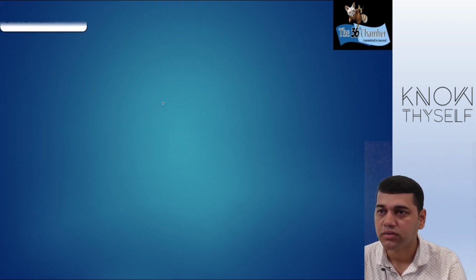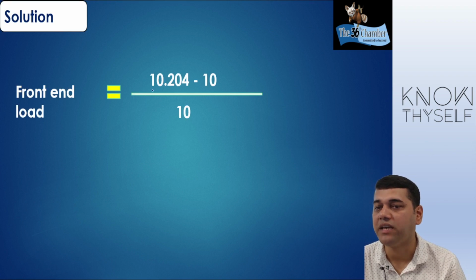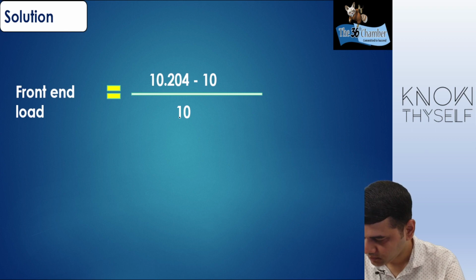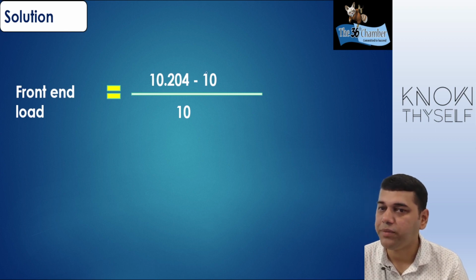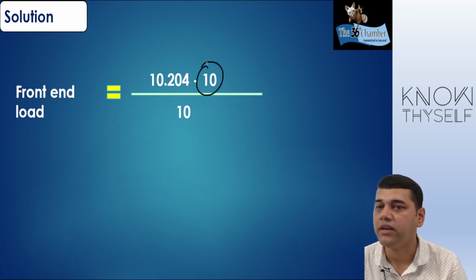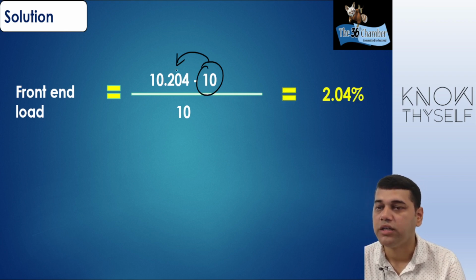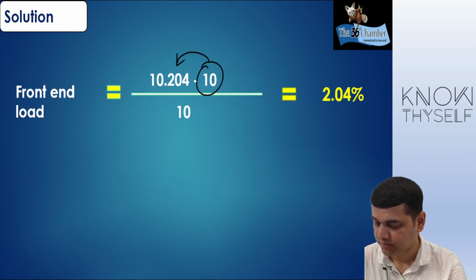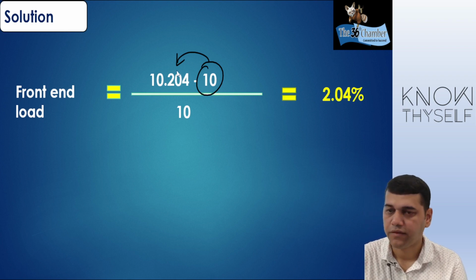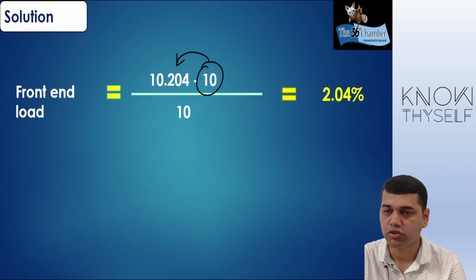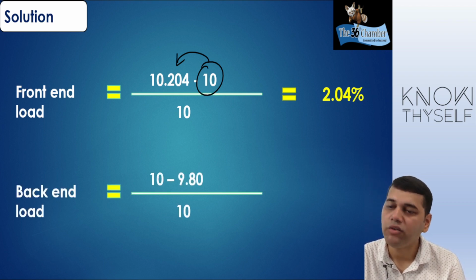Okay, so we'll do this. What is front end load? It is 10.204 minus 10, divided by 10. Because the face value is 10 rupees, when I sell on NAV, I'll sell at 10.204. So what is my front end load or entry load? You can also call it an entry load. It is 2.04%. Front end load or entry load is 2.04%, and back end load or exit load will be 2%.